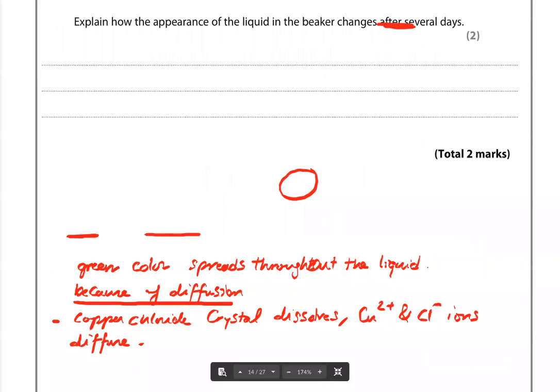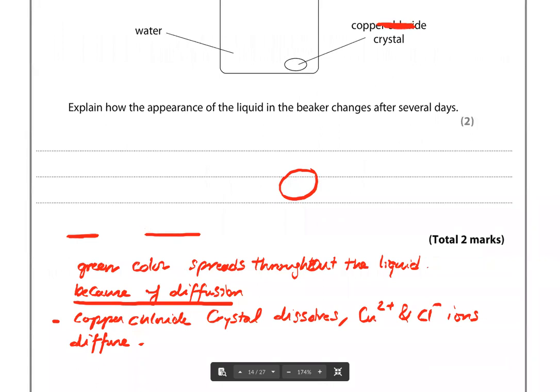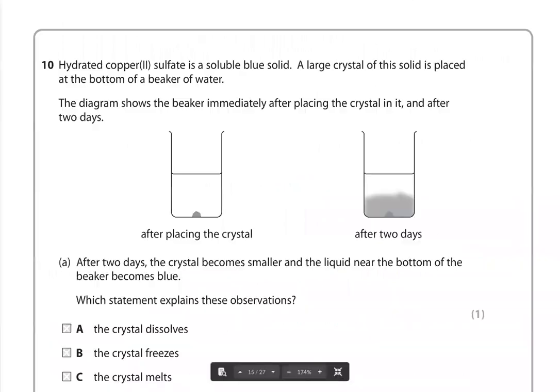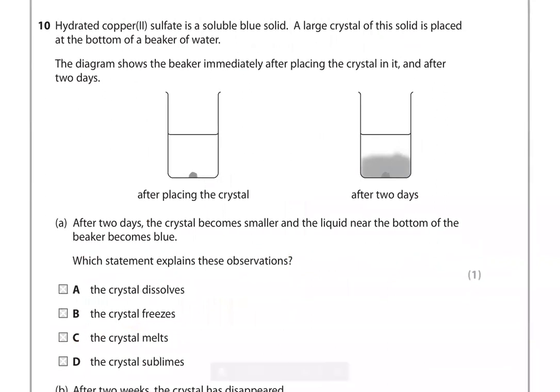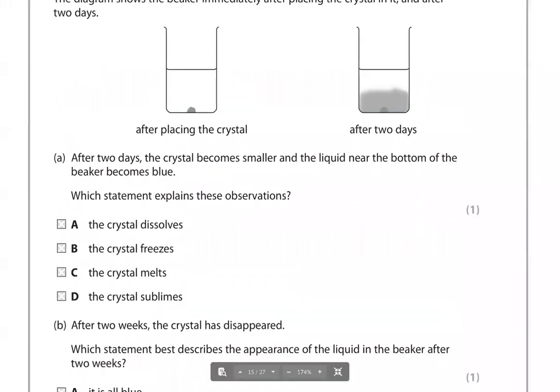That's question 9. Question 10. Hydrated copper(II) sulfate is a soluble blue solid. A large crystal of this solid is placed at the bottom of a beaker of water. The diagram shows the beaker immediately after placing the crystal in it and after 2 days. It gives you the drawing after placing the crystal and after 2 days.